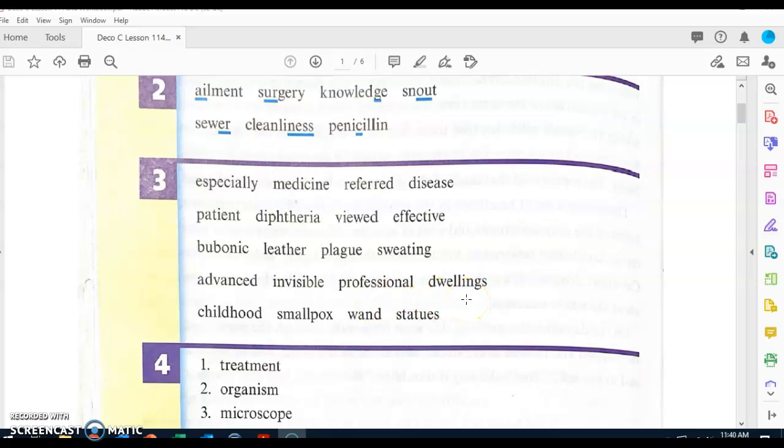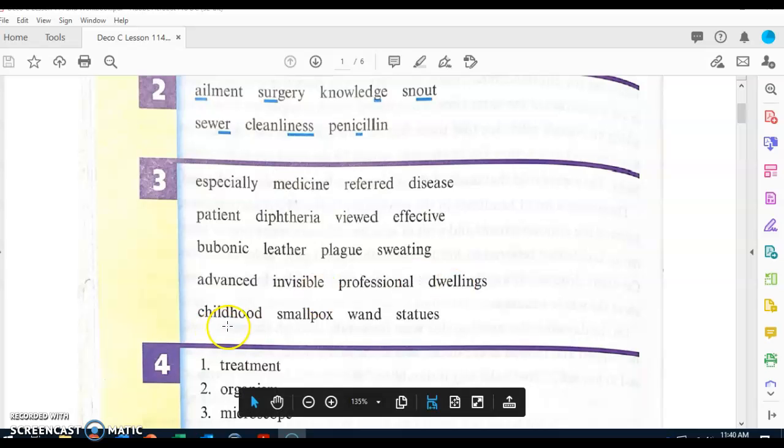Next word. What word? Dwellings. Next word. What word? Childhood. Next word. What word? Smallpox. Next word. What word? Wand. Next word. What word? Statues.